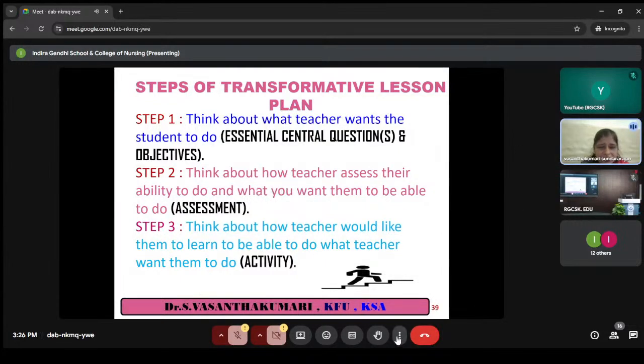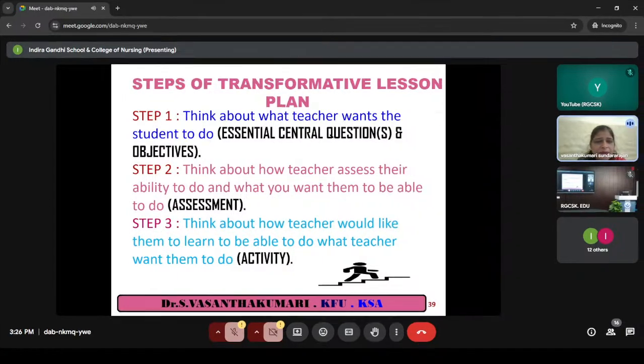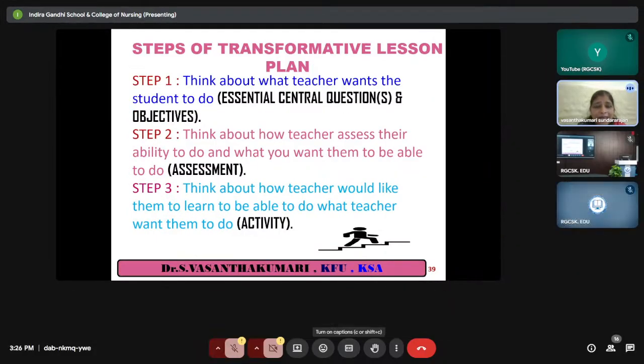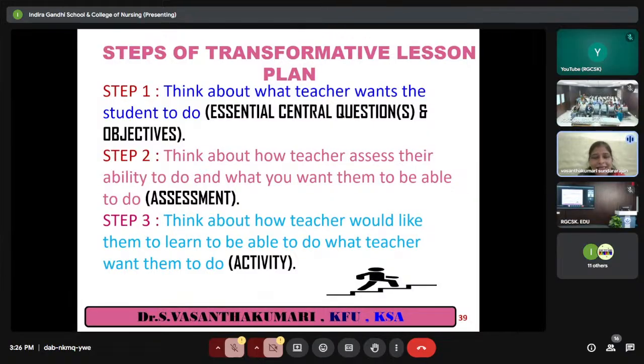So here are the steps. The first step in a transformative lesson plan is to think about what the teacher wants the students to do. That is the central question and objectives. The next step is to think about how the teacher will assess the students' ability and what the teacher wants them to be able to do. So that is the assessment.